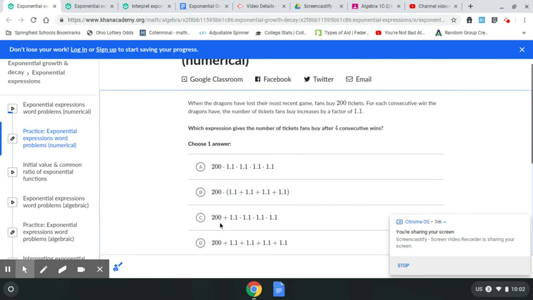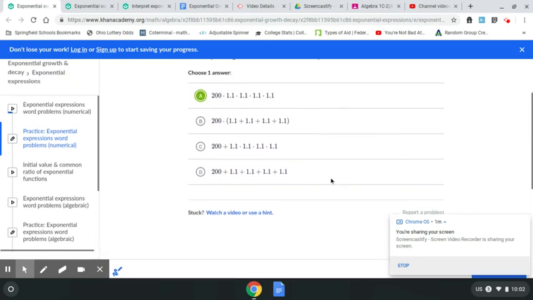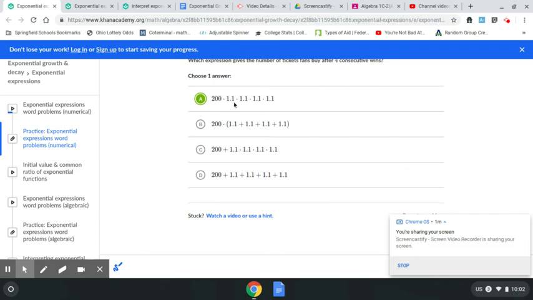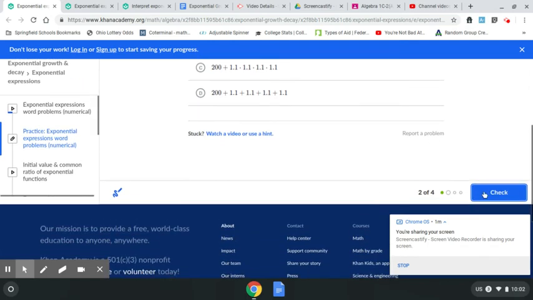We can eliminate C and D because those are plus signs. There's never a place for plus signs in exponential growth problems. In this case, we can eliminate this one because those are being added. It's got to be A because those are all being multiplied. It's multiplied 4 times, which is the same as taking 1.1 raised to the 4th power.